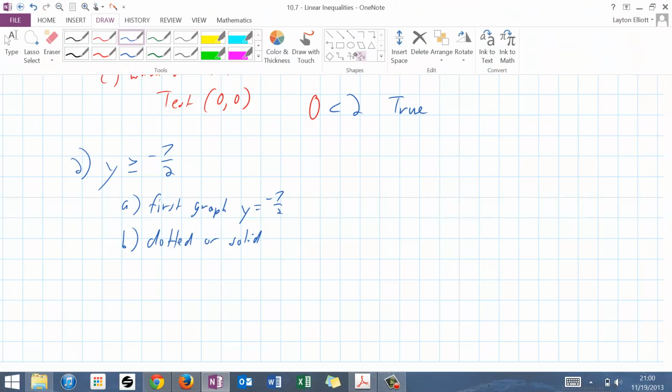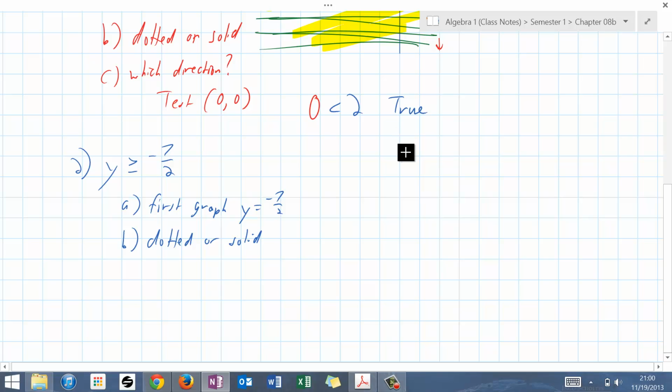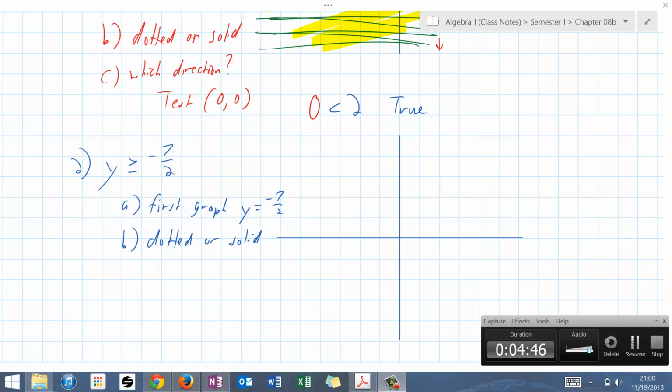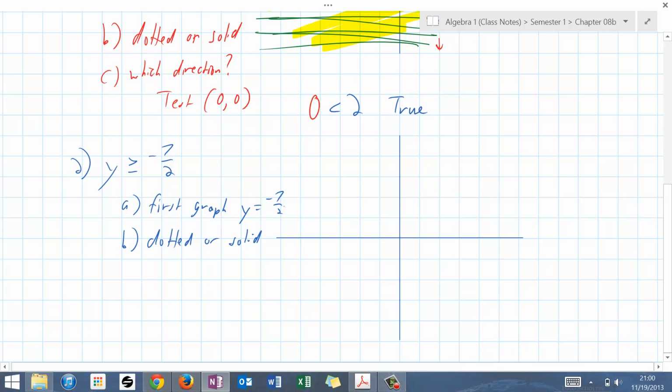So I'm going to throw down a grid again with an x-axis and y-axis, although I'm not going to label them this time because I don't need to. But I'm going to throw down a grid, and we're going to decide what is -7/2. Well, half of 7 is 3.5, so that's -3.5. And that's a y equals.